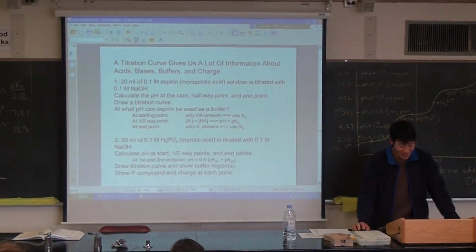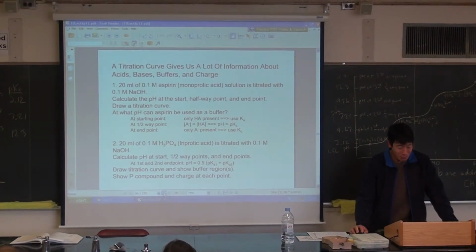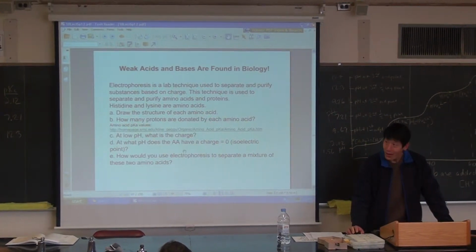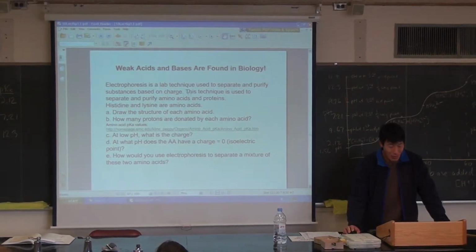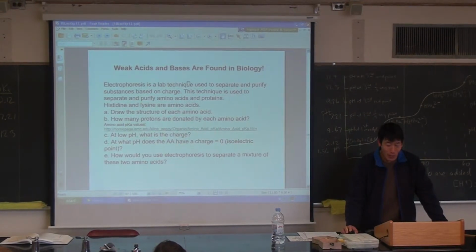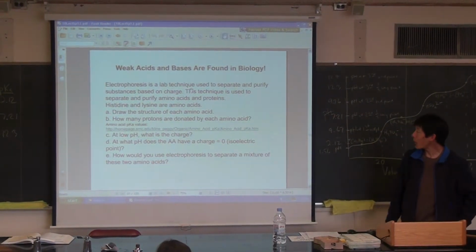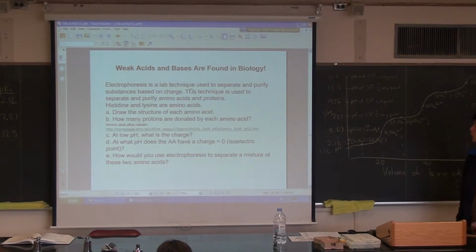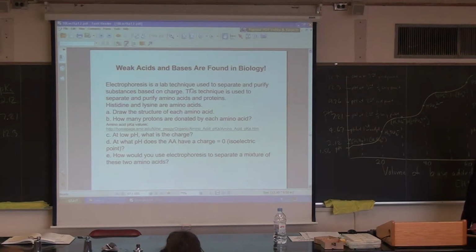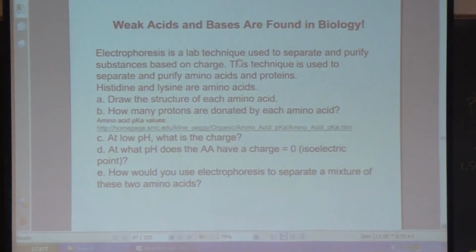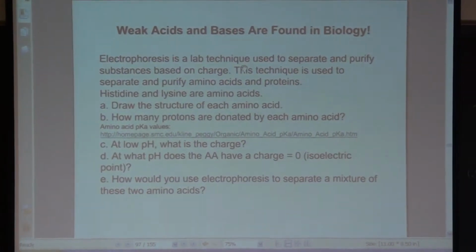Okay. Let's go to the next slide. So, weak acids and bases are found in biology. I heard in Bio 1 you guys do an electrophoresis experiment. That's a lab technique used to separate and purify substances based on charge. In this technique, you can purify amino acids, proteins, DNA, things like that.